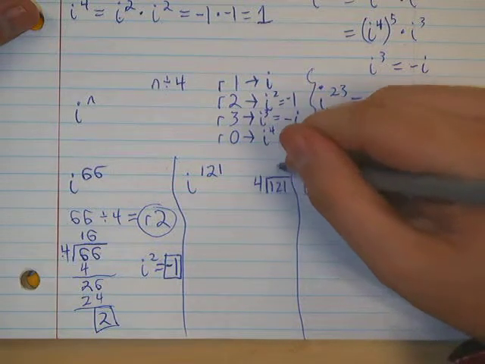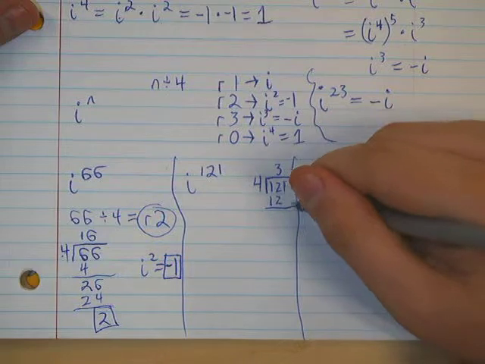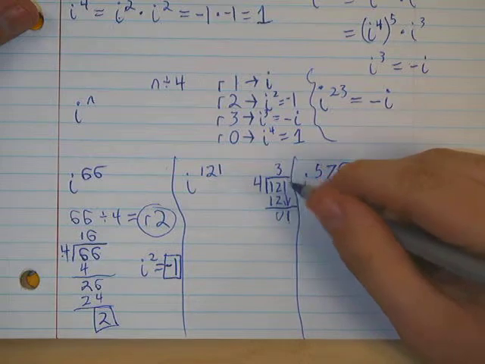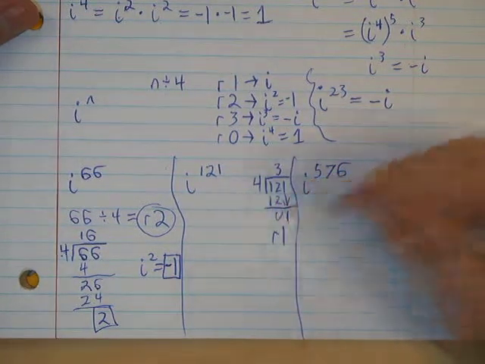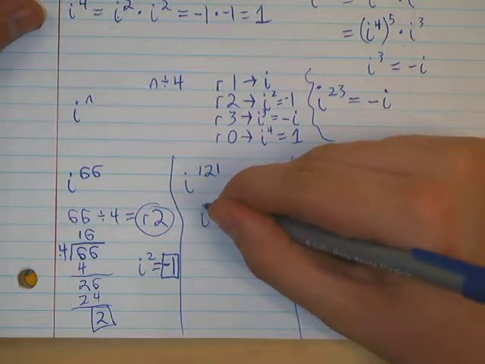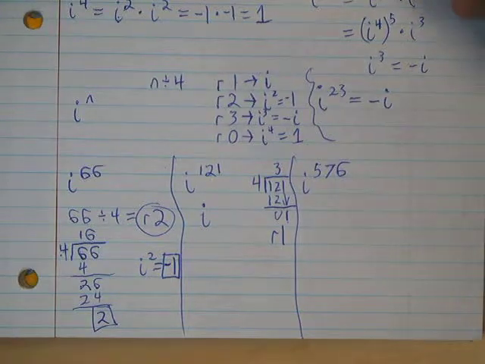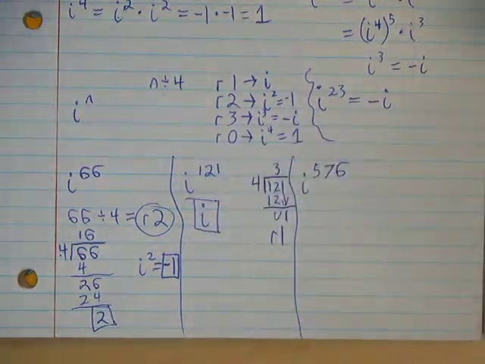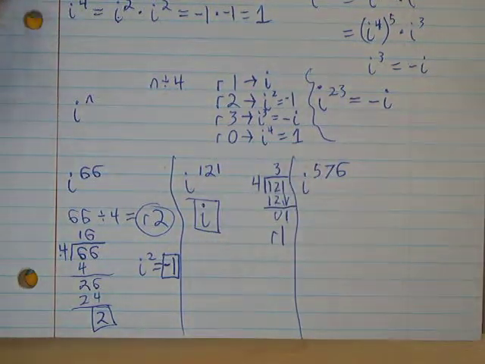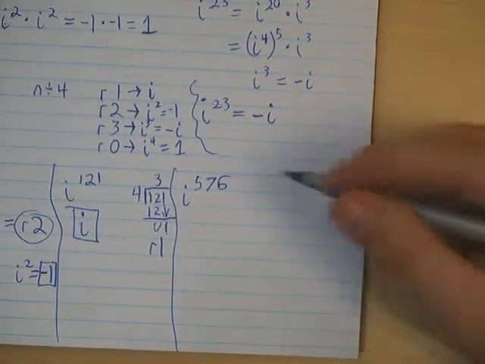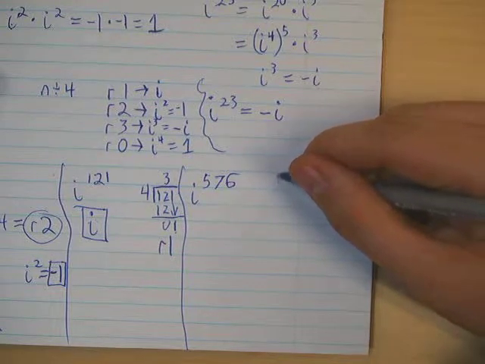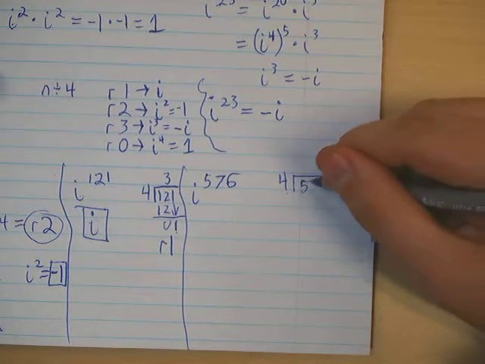Let's see if we can do the same thing over here. So I'll take 4 and divide it into 121. 4 into 1 doesn't work. 4 into 12, though, that's 3. Gives me 12. So I get a 0 here, bring down my 1. And that's my remainder, because I can't bring anything else down. So I have a remainder of 1. So, like I said up here, remainder of 1 just leaves me with i. So this big exponent of 121 is just i. So i to the 121st power is the same as i.